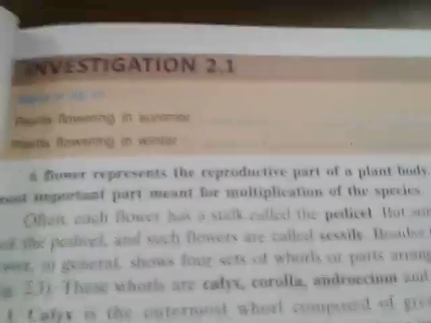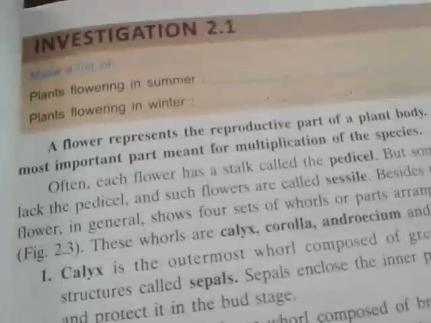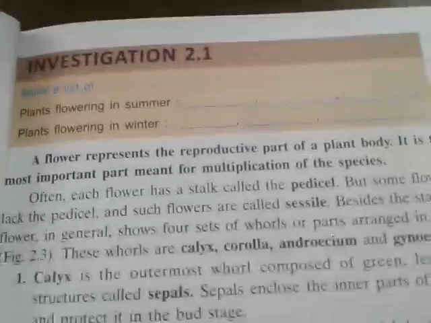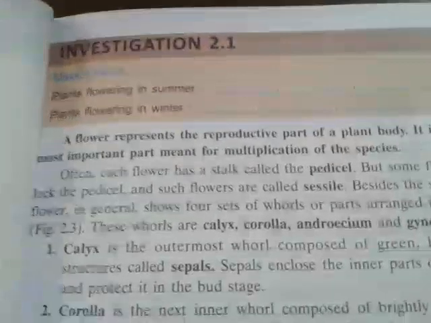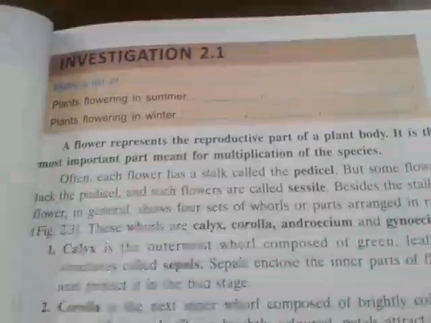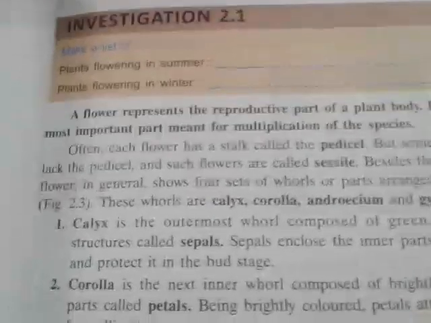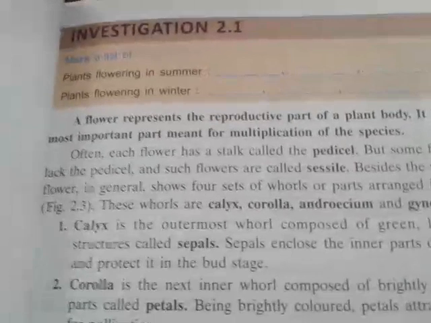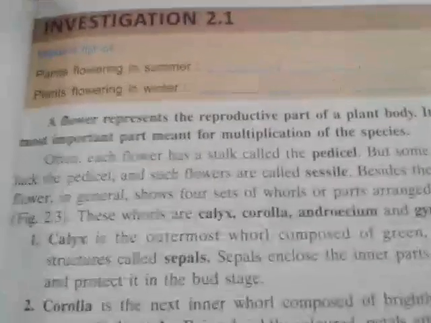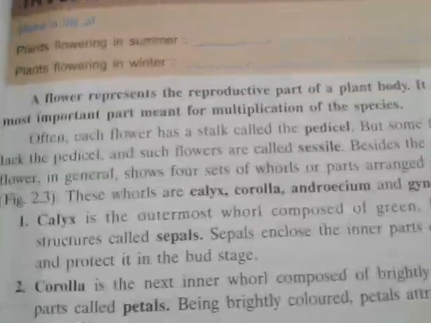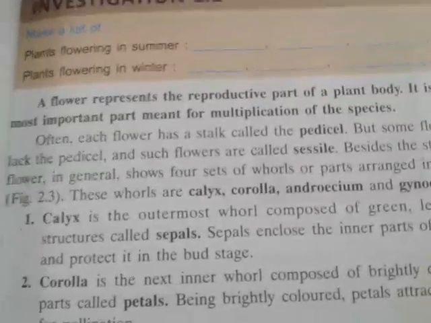Okay, so here is another definition of flower. Flower is the most colorful part of the plant body, and this flower has basically four parts: one is the calyx, second is corolla, third is androecium, and fourth is gynoecium. The most important point from your point of view is that when all four parts of the flower are present in a plant, it is called a complete flower.